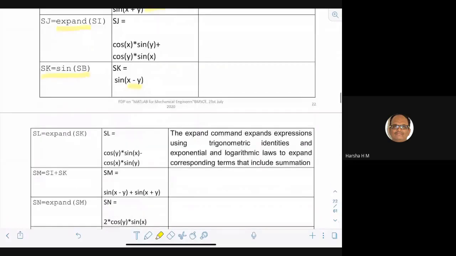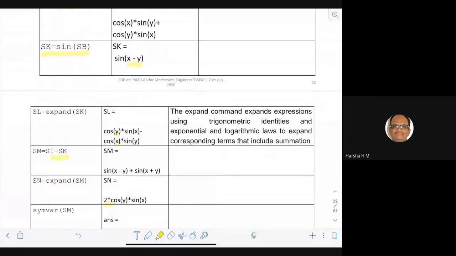Okay, when you add these two, you know sine of A plus B plus sine of A minus B is equal to 2 sine A cos B. This is what you would have got in this particular format. So you need to expand this, otherwise it will give you only this format. Of course, I have written sine of x minus y. You certainly know what is the output of this.